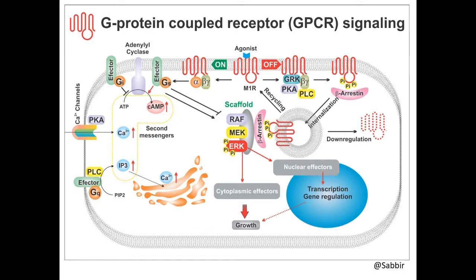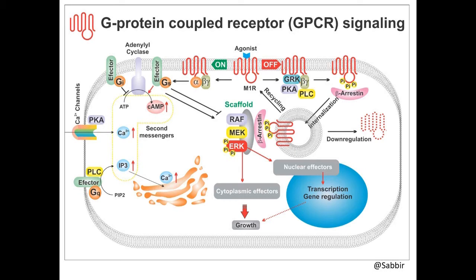concentration. In an alternative pathway, the G-alpha protein can activate phospholipase C beta or PLC, which in turn breaks down membrane phospholipids PIP2 or phosphatidylinositol 4,5-bisphosphate to diacylglycerol or DAG and inositol 1,4,5-triphosphate or IP3. IP3 is a second messenger.